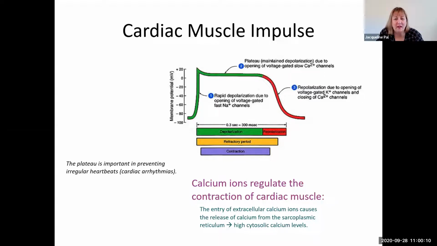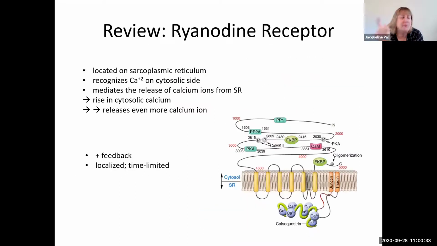It's regulating this. And as I have written, the entry of these extracellular calcium ions is what's causing the release of calcium from the sarcoplasmic reticulum, and thereby causing high calcium levels in the cytosol. So let's look at that in more detail.